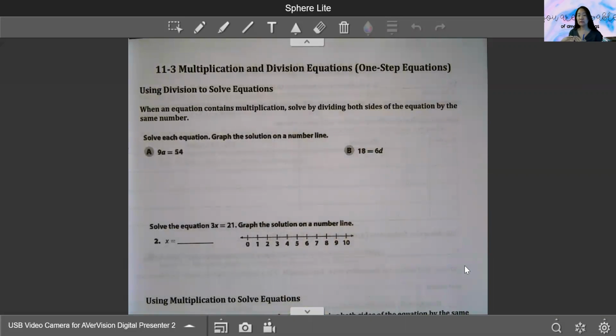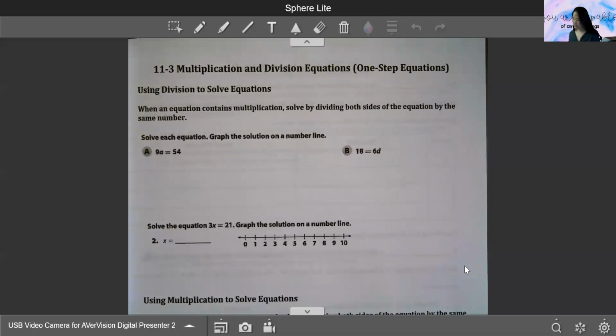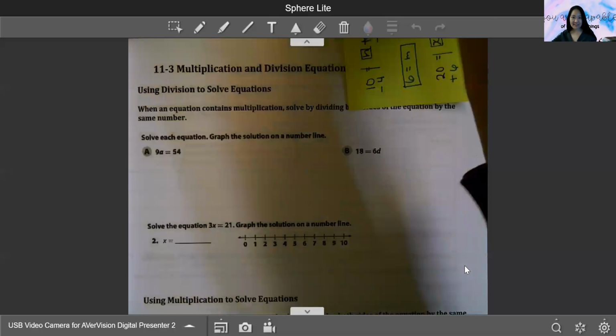It's just that now the given problem is going to have a multiplication. Then you would solve by dividing the number on both sides of the equation. Or if the original problem has division, then you're going to multiply on both sides of the equation. Okay, so it's just page 19, very simple. Let's go ahead and start.